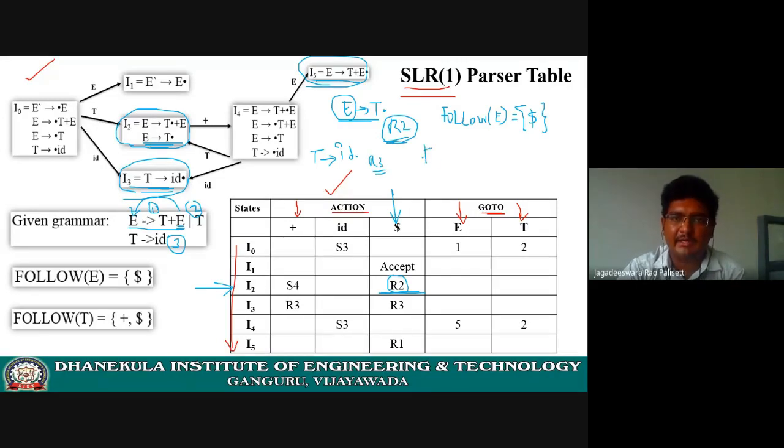For that, compute follow of capital T. What is follow of capital T? Here we have capital T, in this particular production, where E tends to T plus E. Follow of T means plus. The terminal plus is followed by non-terminal T. So here I have to write plus, comma.